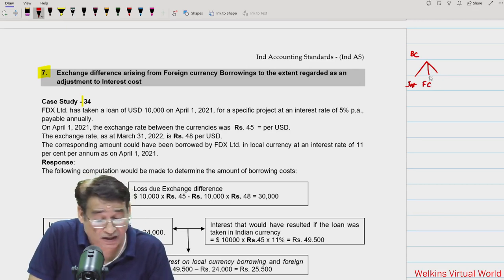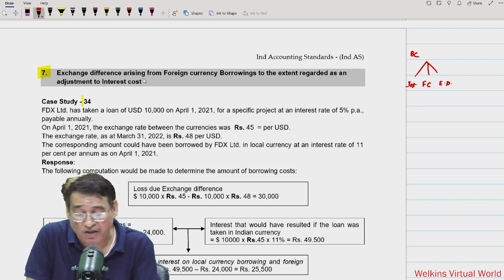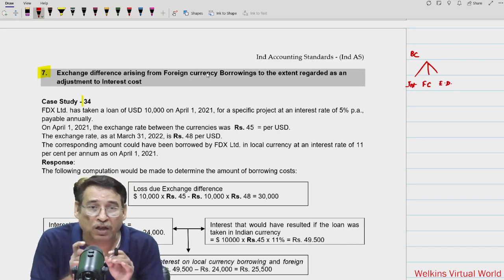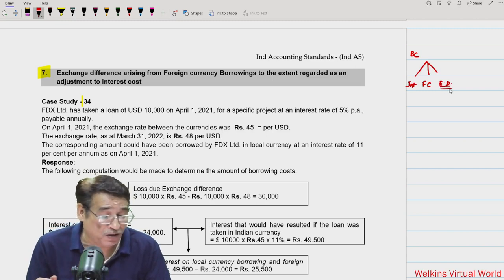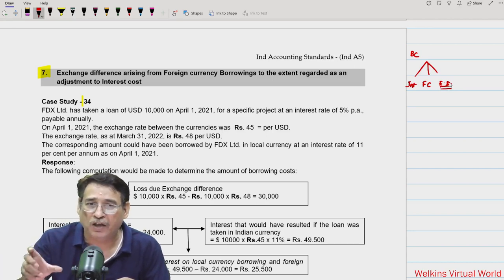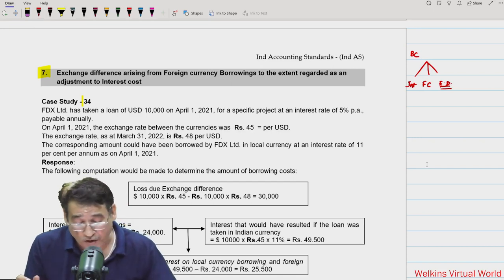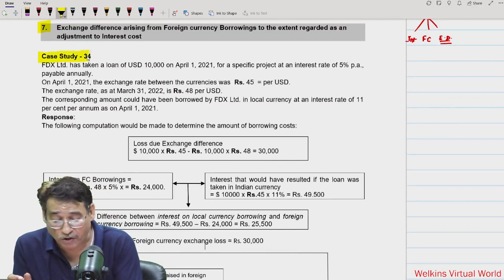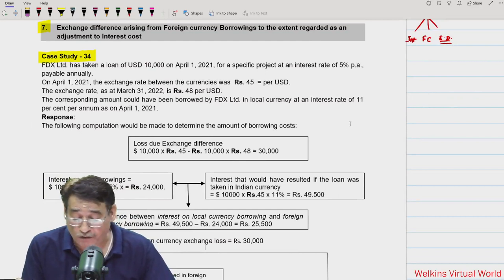And besides that, it also talks about exchange differences. In fact, the full sentence is exchange differences which arise from the foreign currency borrowings to the extent regarded as an adjustment to interest cost. The third point is exchange difference arising from foreign currency borrowings to the extent regarded as an adjustment to interest cost. What does it mean? So in order to understand, we have kept two very strong questions in your module. Very little is given, but we have covered it very comprehensively.